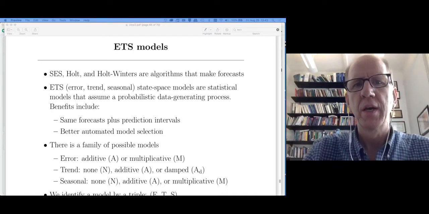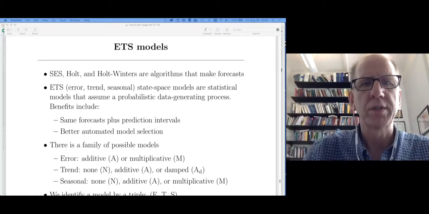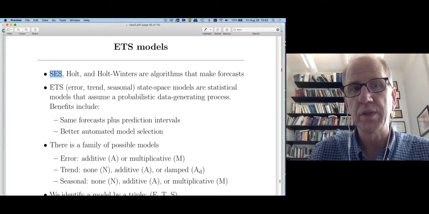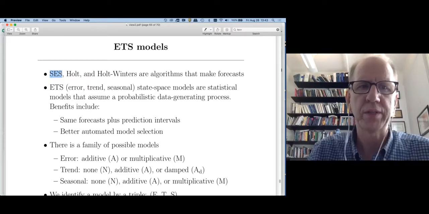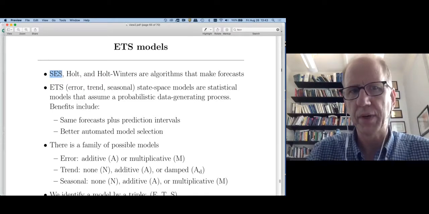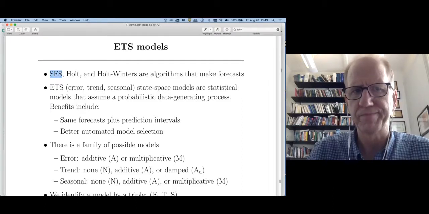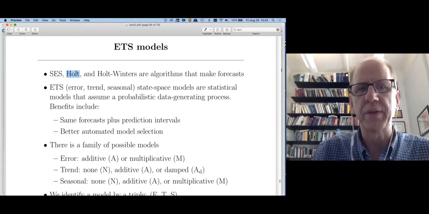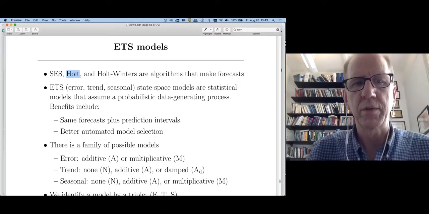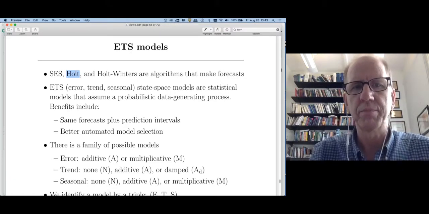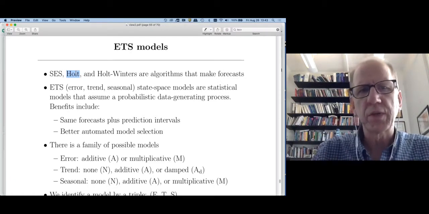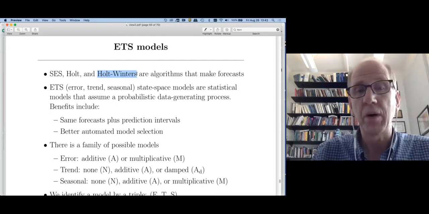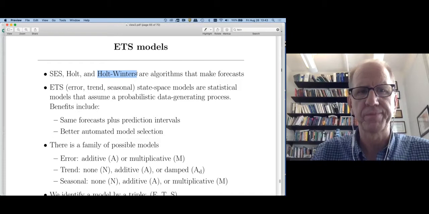So the first module was on simple exponential smoothing, and we use that when there's really only a cyclical component present, when there's not a trend component or seasonal components present. Then we moved on and we covered something called the Holt method for when there is a trend as well as a cyclical component. In the previous video, we talked about the Holt-Winters method, which extends the basic Holt method by also allowing for seasonal effects.